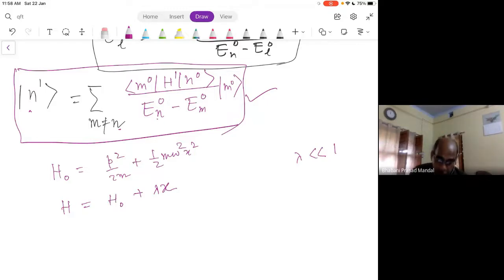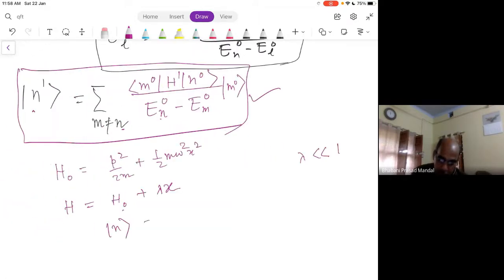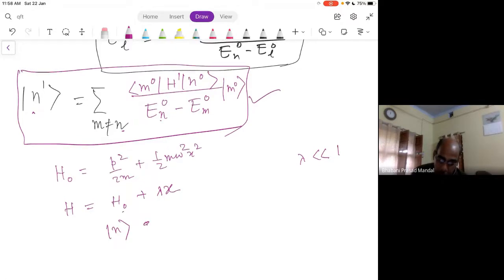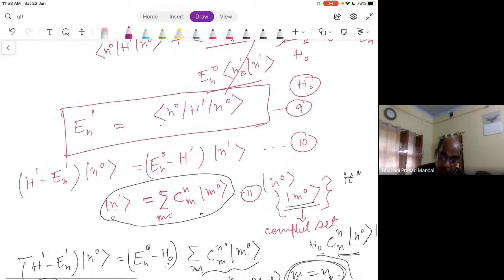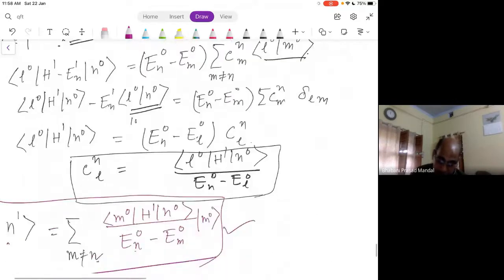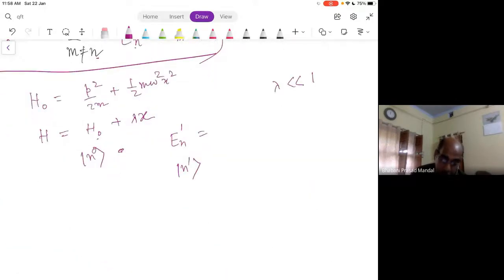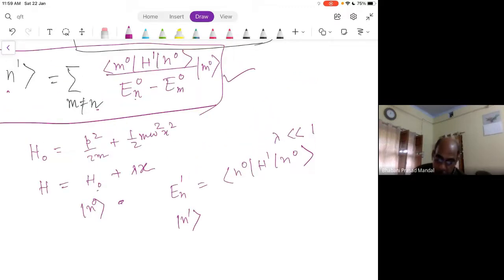Now, you know H0 is your simple harmonic oscillator, so you know the solutions, the energies and also the wave functions. These solutions are known. Now find E_n^(1) and the first order wave function. Try to solve this problem yourself. This first part is very straightforward. The first equation is E_n^(1) equals <n0|H'|n0>, where the n0 are the known solutions. So for the first one, what will be the answer?